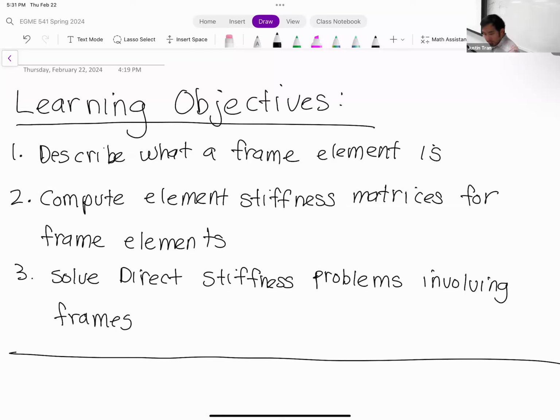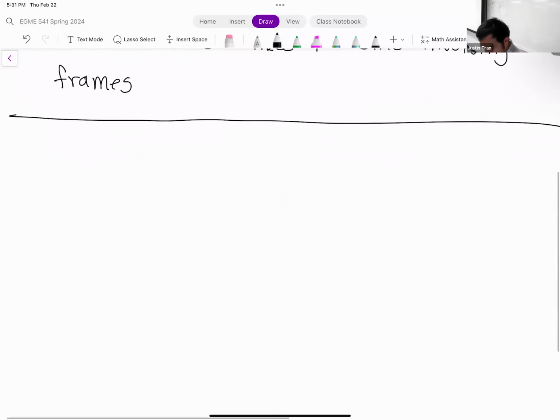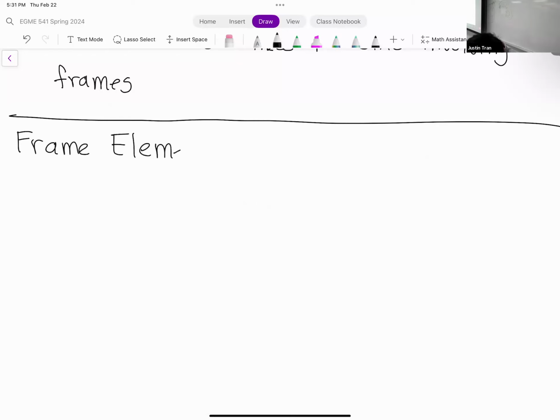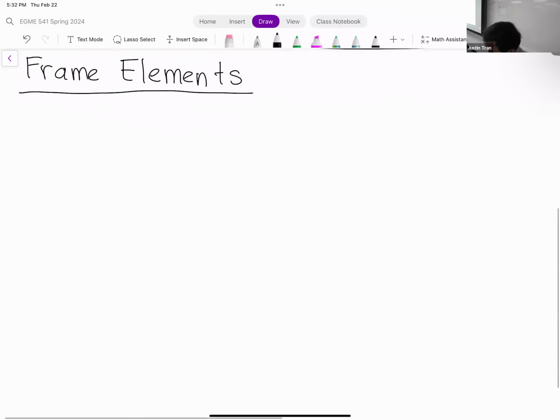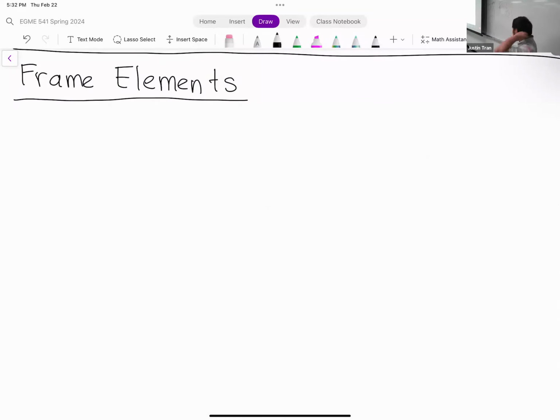All right, let's go ahead and get started. The topic for today is frame equations, or frame elements. Like I mentioned before, frame elements are the end goal for our direct stiffness unit.